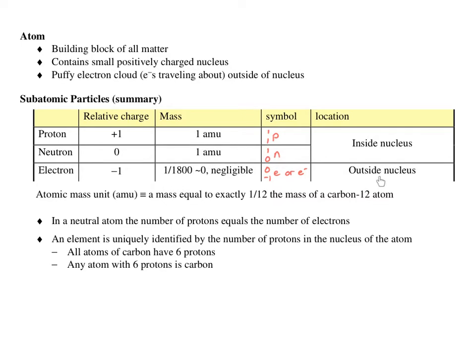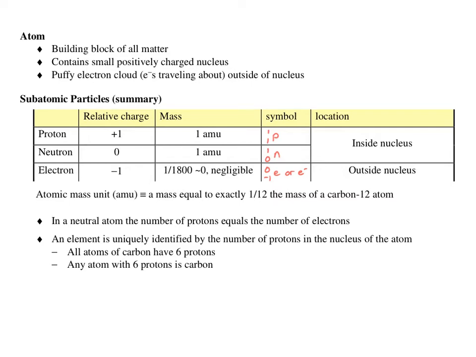Electrons are found outside the nucleus. They have an opposite charge to that of a proton, and their mass is so small that we generally consider it to be 0. The word is negligible, meaning not exactly 0, but so small that it can usually be considered to be 0.